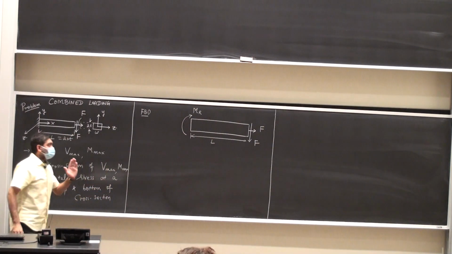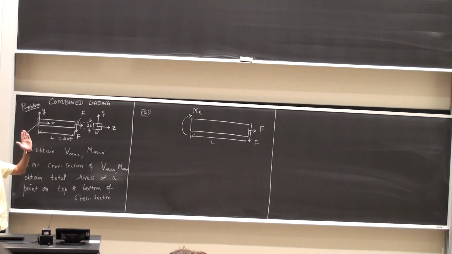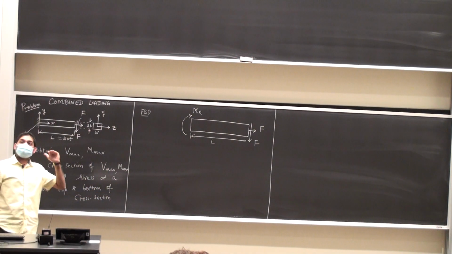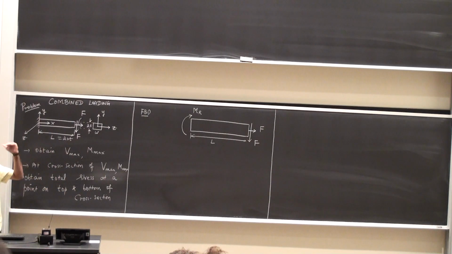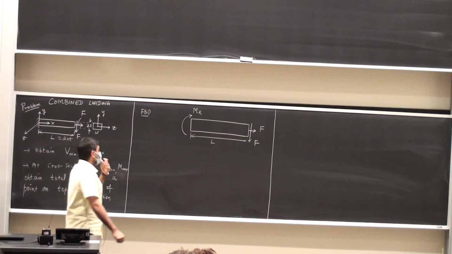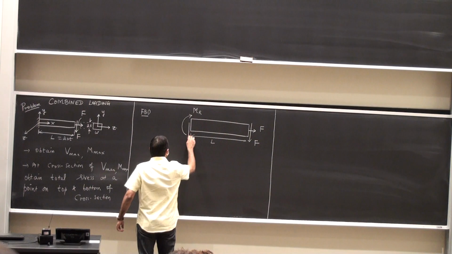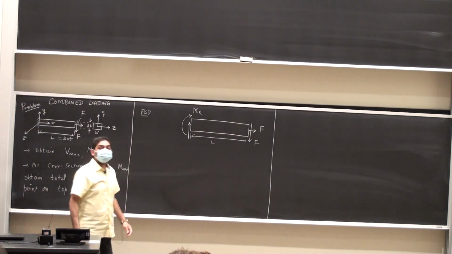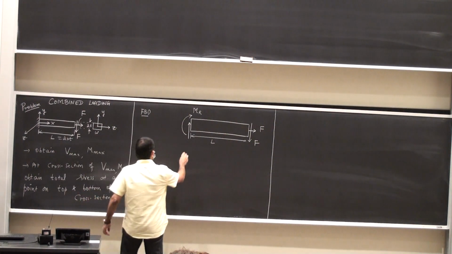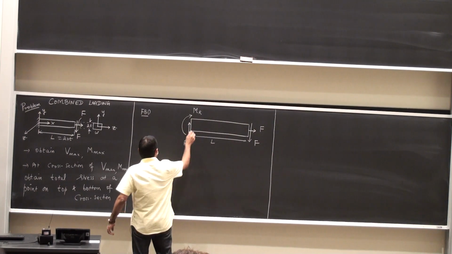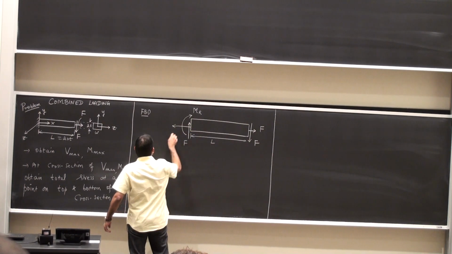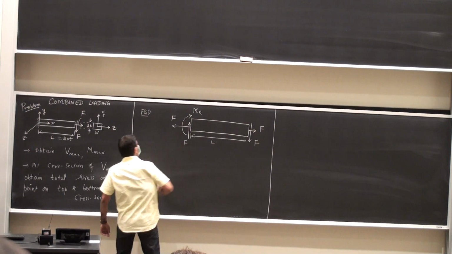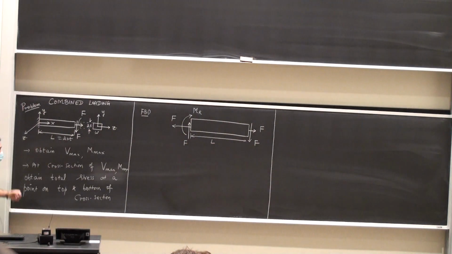I'm going to have a reaction force which is going to be equal and opposite to the force F. I'm going to have another reaction force which will be equal and opposite to the horizontal force F that is applied. Right, so this is the reaction at the fixed end. So this is capital F as well, and this is also capital F.